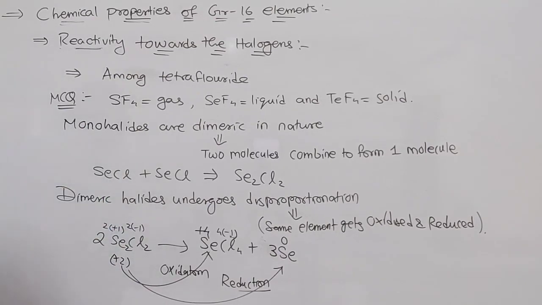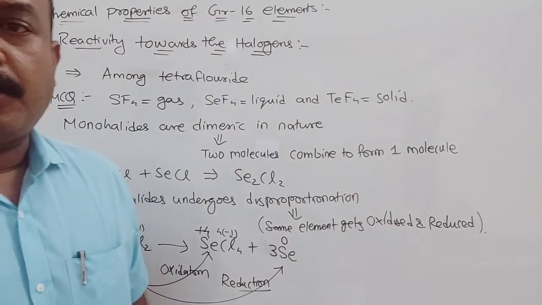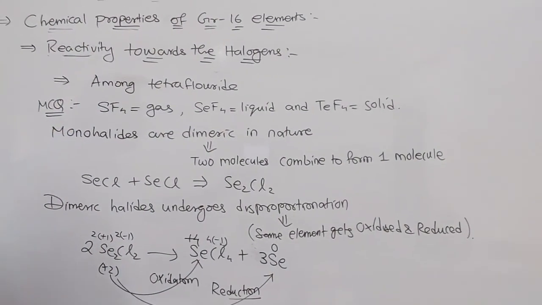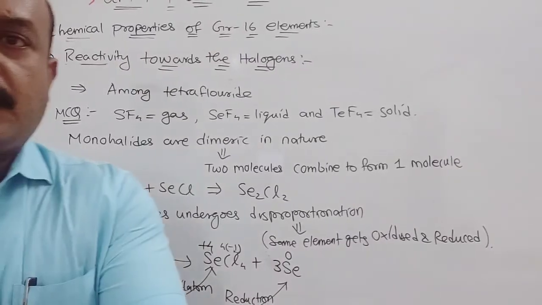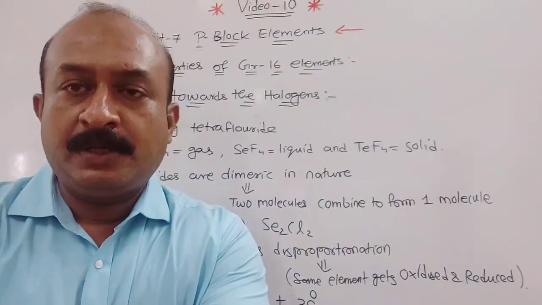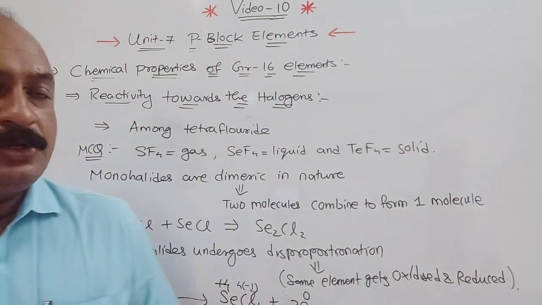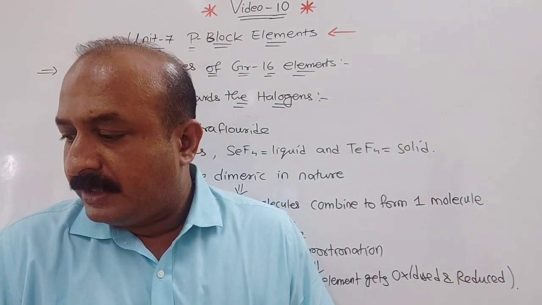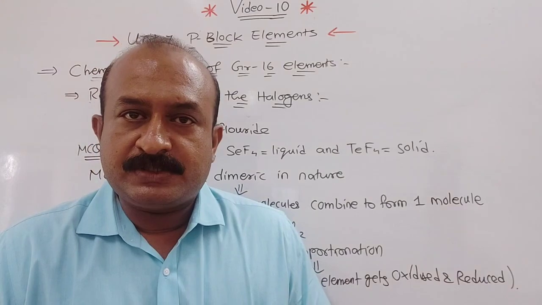So this was all about the chemical properties. You can write all these things down in your fair book. This was all about the chemical properties we have discussed in this video 10. In the next video, we will continue with the preparations of dioxygen.